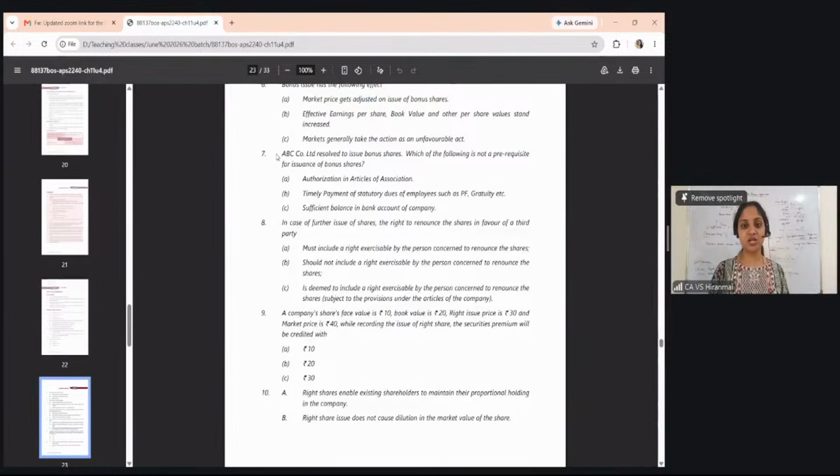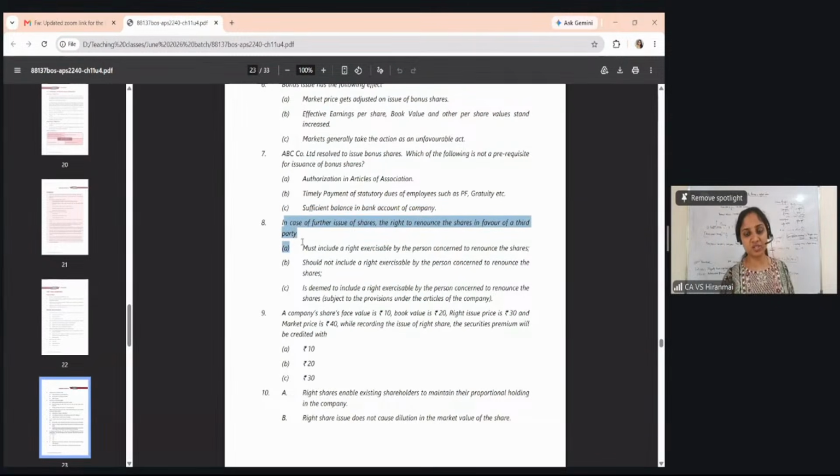ABC company resolved to issue bonus shares. Which of the following is not a prerequisite, not a condition? Authorization in the articles of association, it needs. Timely payment of statutory dues, yes, prerequisite. Sufficient balance in the bank account, that is not a prerequisite. If you have sufficient profits, you can just capitalize them. But that a bank balance is needed, this kind of condition is not mentioned anywhere.